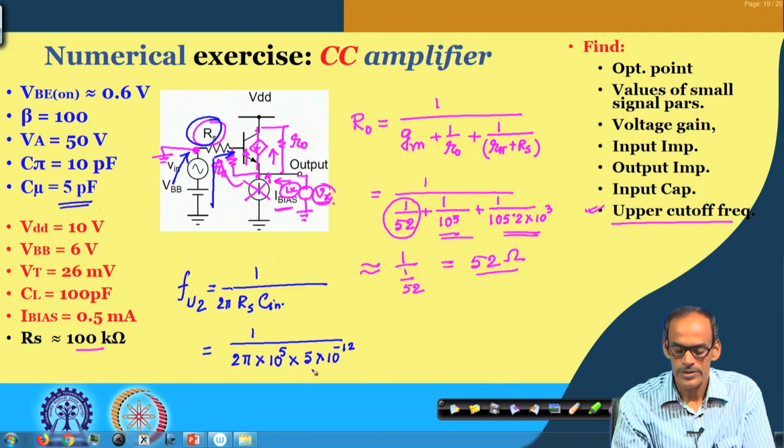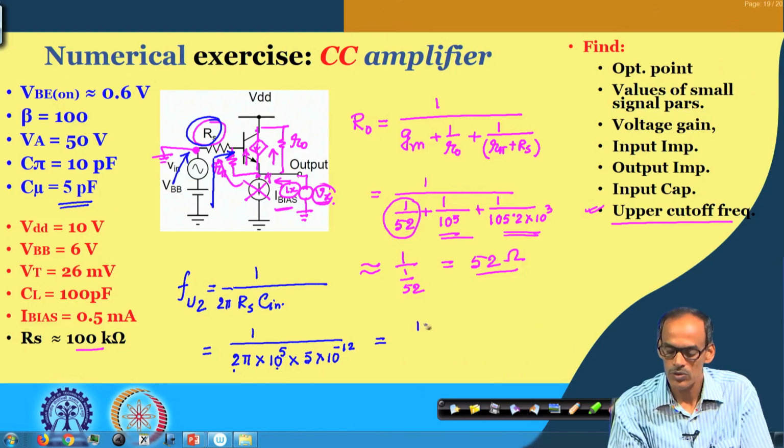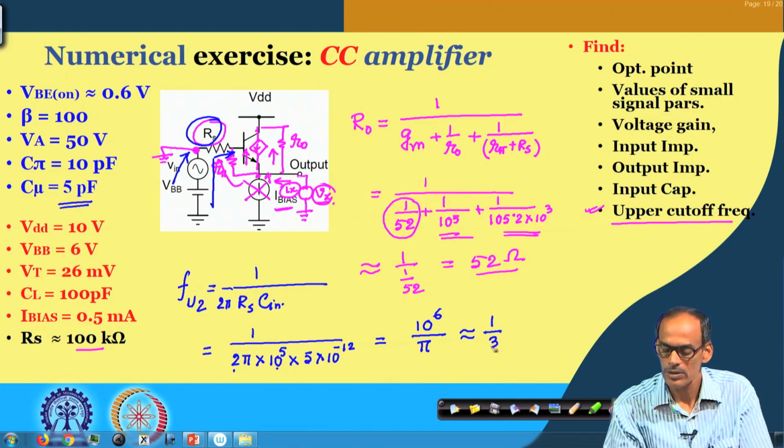So, 5 and 2 gives 10. So, it becomes 10 to the power 6, and then we do have 10 to the power minus 12. So, that gives us 10 to the power 6 in the numerator divided by pi, and pi is approximately 3. So, we can say that this is approximately 1/3 megahertz.